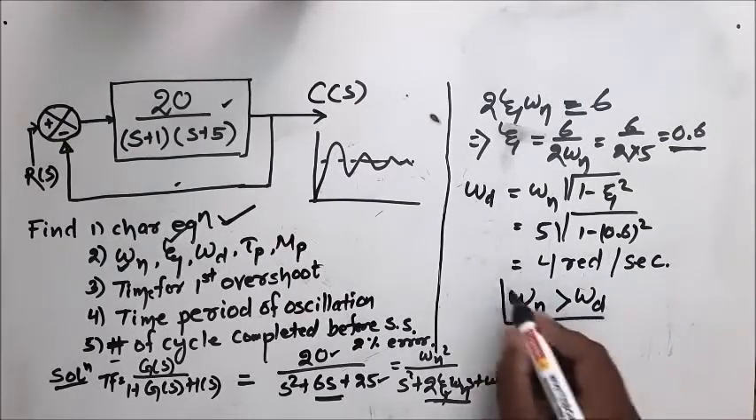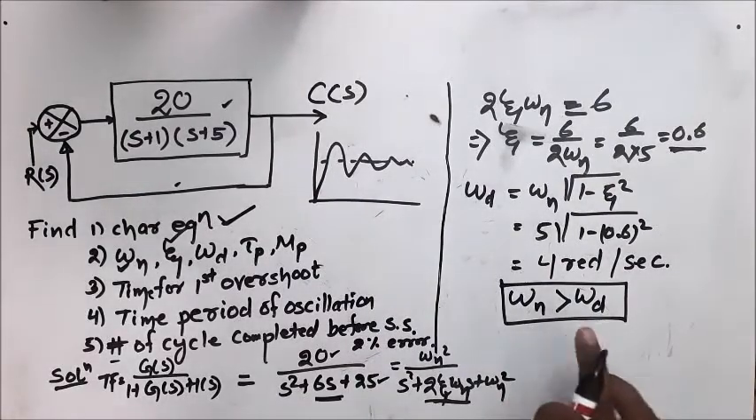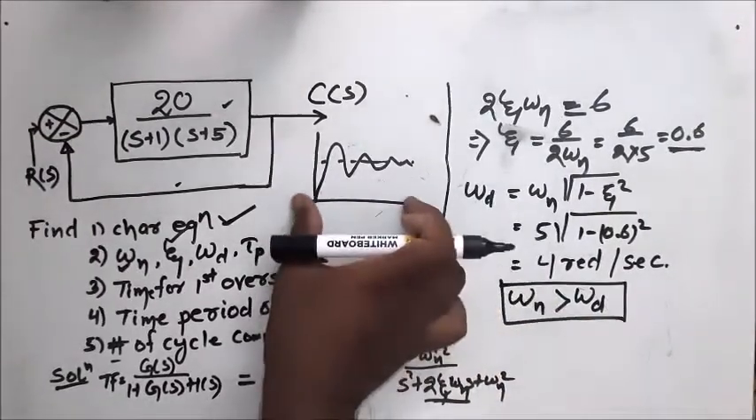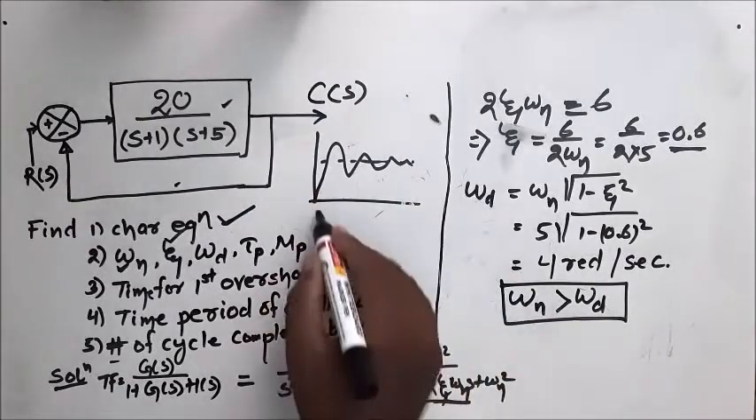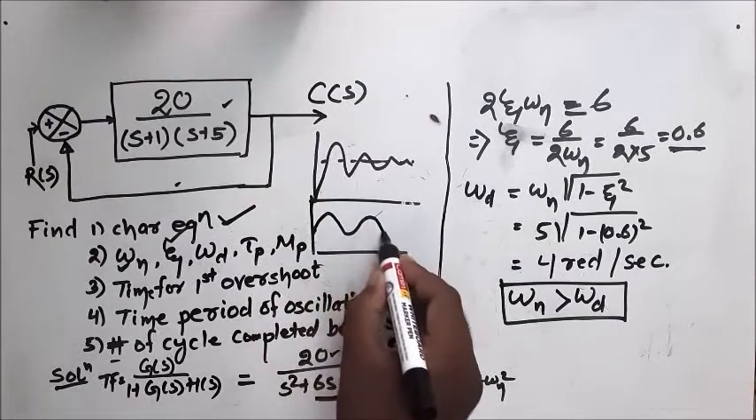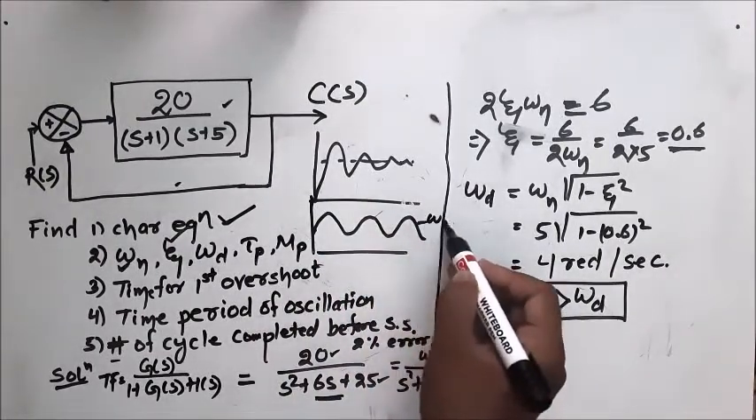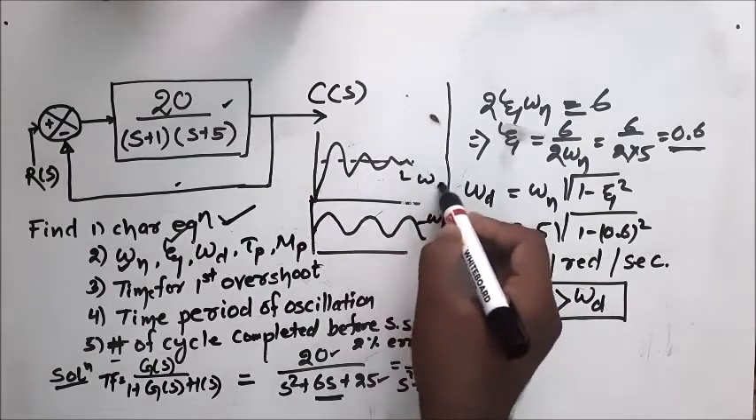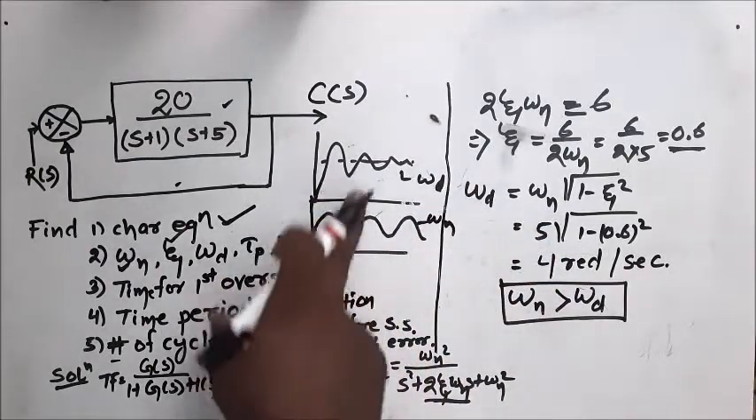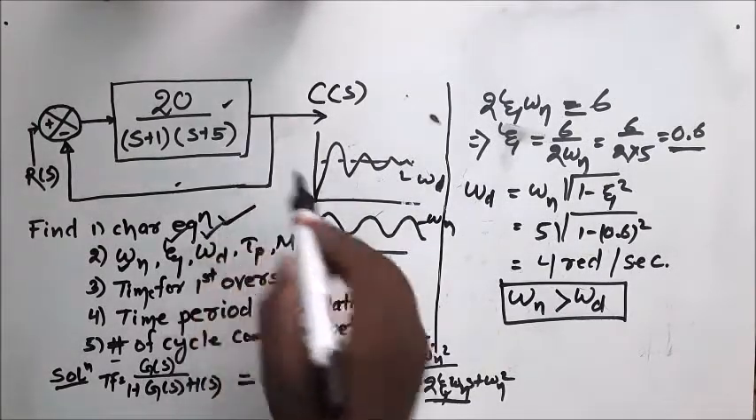Always remember omega n should be greater than omega d. This is a very important concept. And if you are not able to understand this, try to compare this thing with this, or you can draw a simple frequency here with the same amplitude, and this is omega n, this is omega d. So you just compare these two, and you can understand why omega n is greater than omega d.